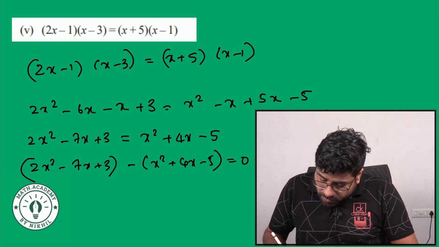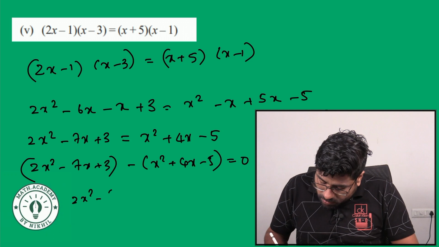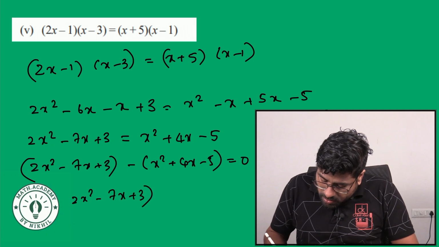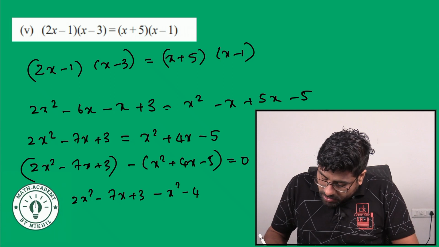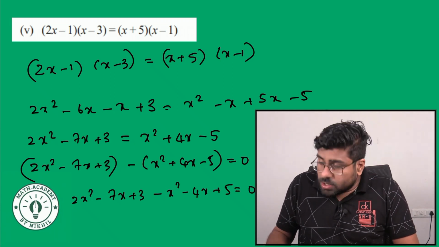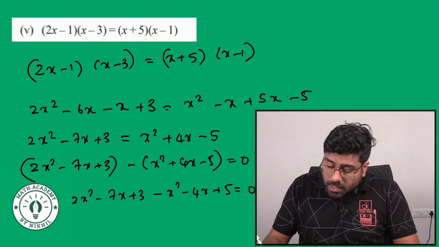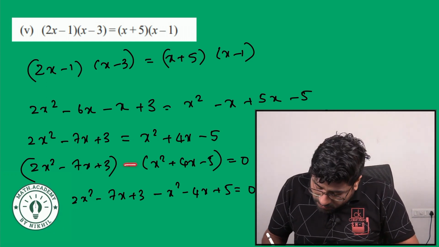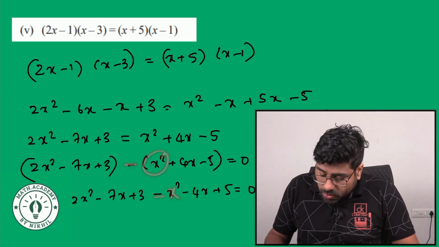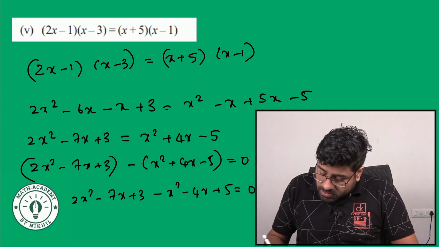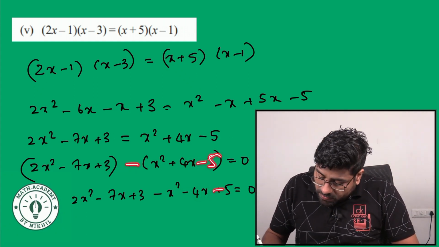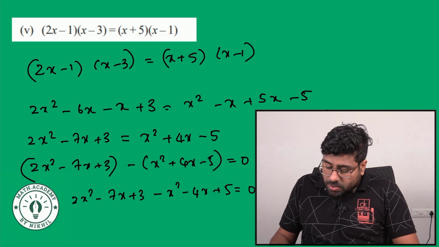When I open the bracket, that is going to be 2x square minus 7x plus 3 minus x square minus 4x plus 5 is equal to 0. I wrote it very quickly, but I'll explain that also. Minus of x square is going to be minus x square. Minus 1 into plus 4x is going to be minus 4x. Minus 1 into minus 5 is going to be plus 5. So that is how you got the expression.